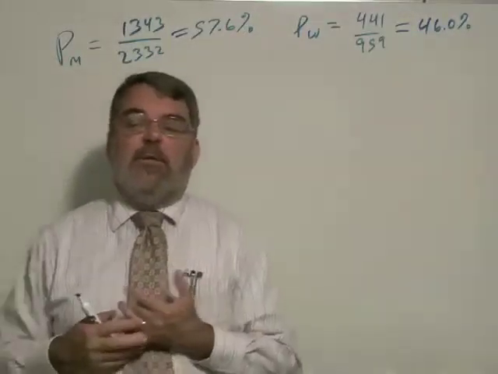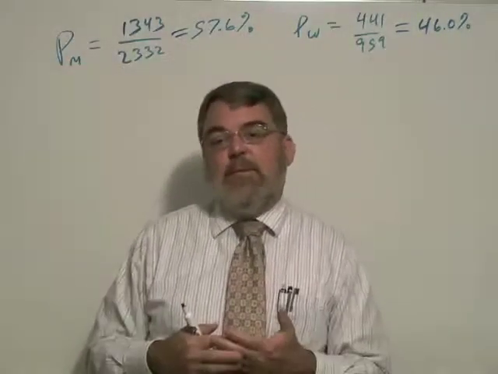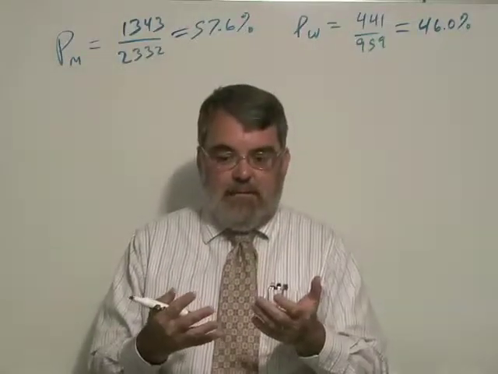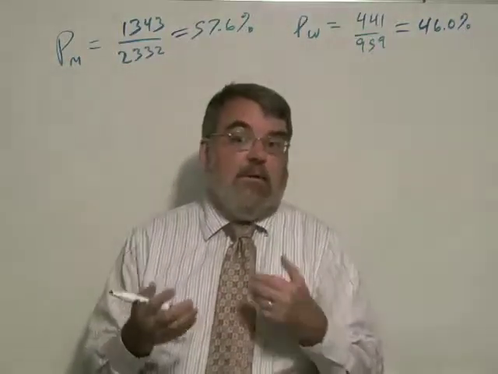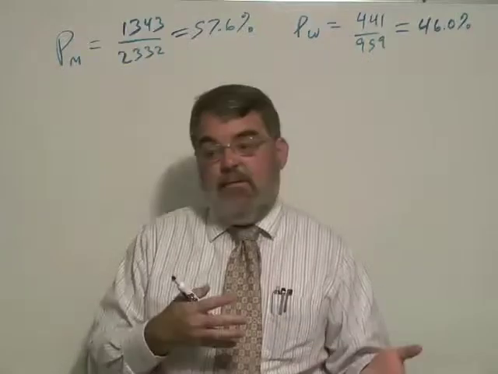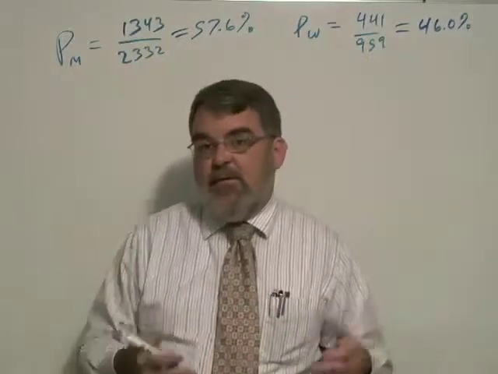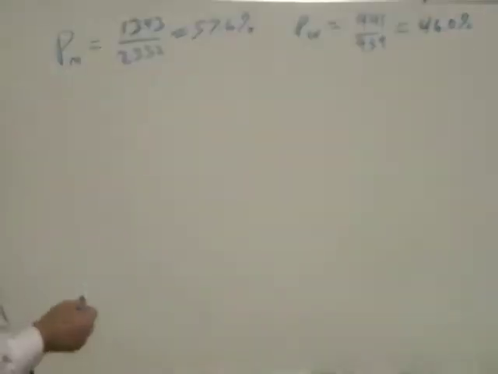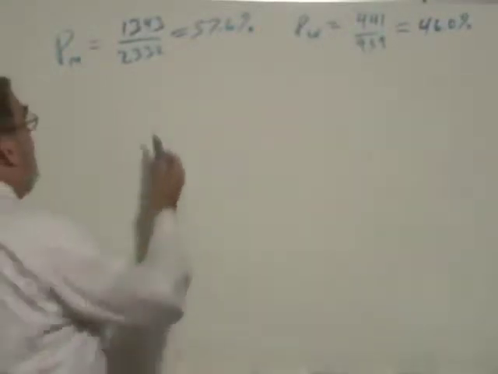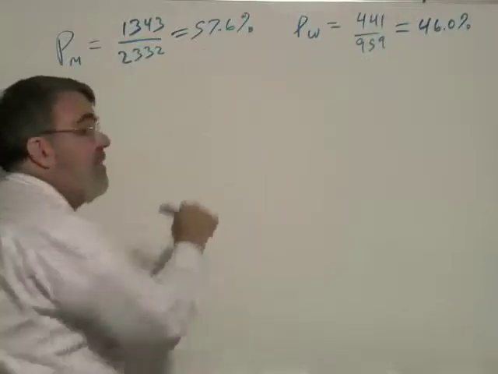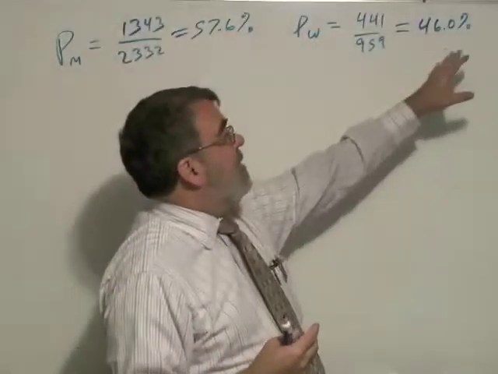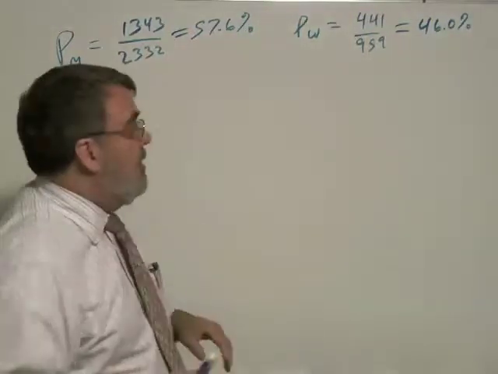I know that's always a kind of a struggle for many people in this class, looking at the problem and determining what kind of statistics do I use on it. Is it comparing two means, two percentages, one mean, one percentage? You know, what kind of problem is it? Well, so I took the non-graduation rate for men was 57.6%. The non-graduation rate for women athletes was 46.0%.